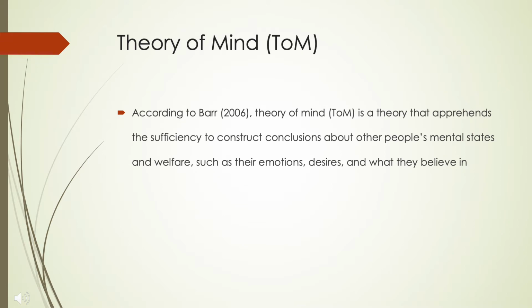According to Barr, theory of mind is a theory that apprehends the sufficiency to construct conclusions about other people's mental states and welfare, such as their emotions, desires, and what they believe in. In other words, theory of mind refers to one's ability to understand that other people have emotions, desires, perspectives, and beliefs. Barr stated that autistic children have had their theory of mind development disrupted.